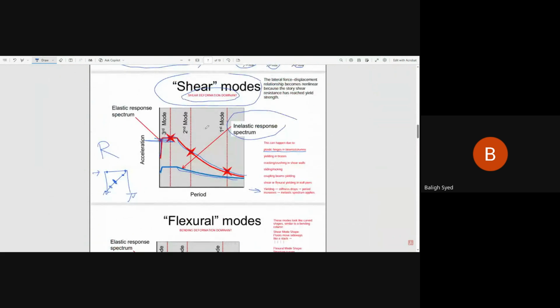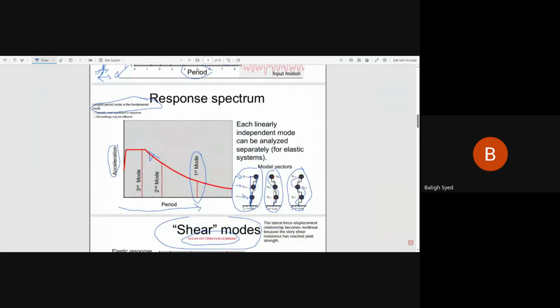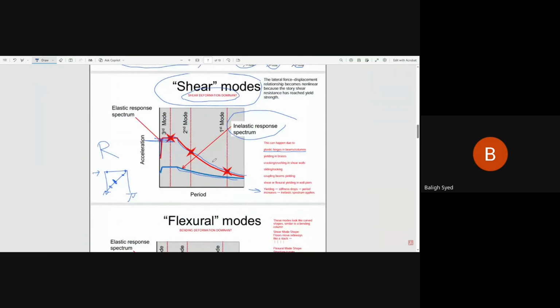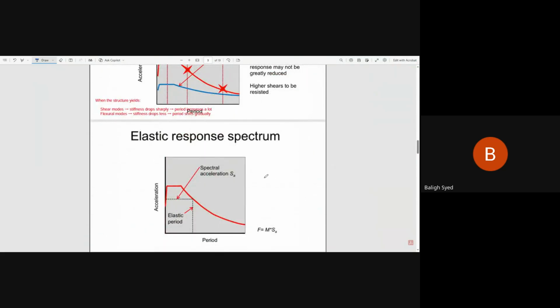Okay, so then we discussed the shear mode. What is a shear mode? This mode is a shear mode. This mode is the flexure mode, and why it happens, and then what kind of yielding or cracking you will see in your system. Now the next slide, elastic response spectrum.